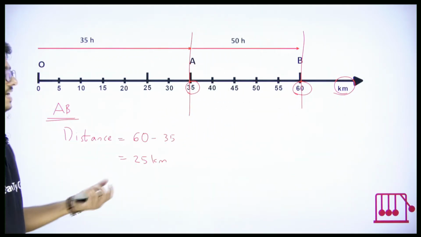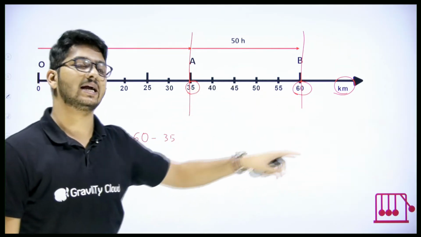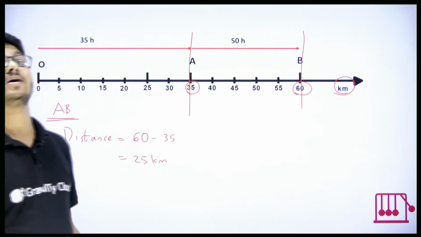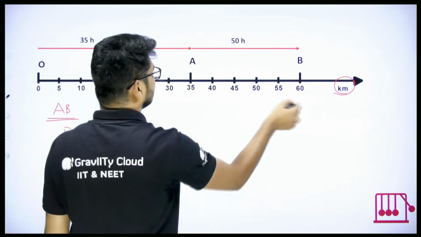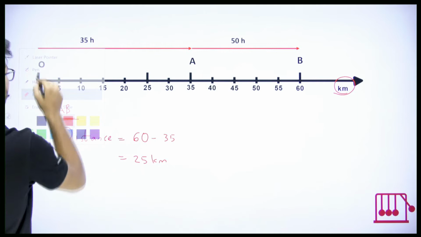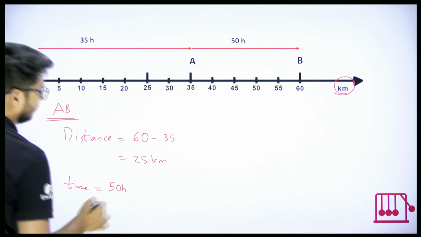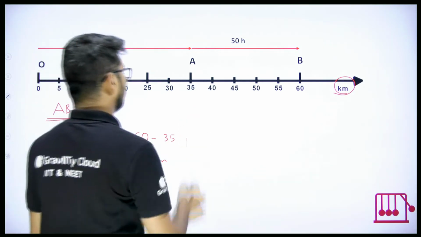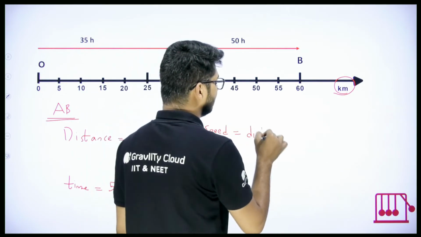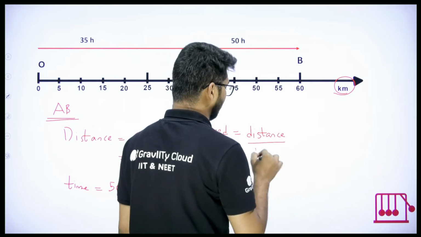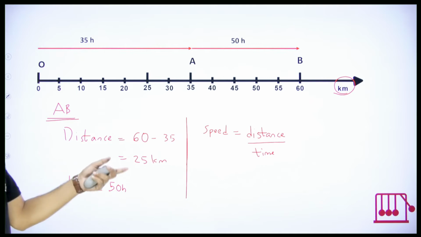So distance we get it as how much? 60 minus 35. 35, 60, you subtract them, we get distance as how much? 25 kilometers. Then time is given, how much is time given as? 50 hours. Time for AB is given as 50 hours. So if I go into the speed part, what is speed equal to? Speed is equal to distance by time.